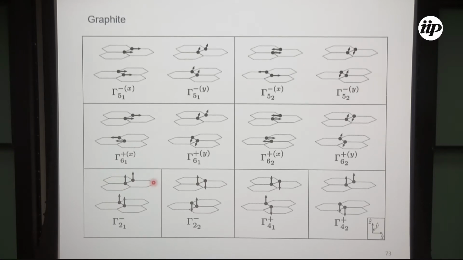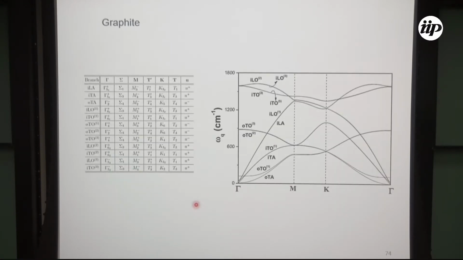Where is it? Yeah, this one is the acoustic out of plane, Z, and this one is the infrared active. Okay. All right. This is then graphite.